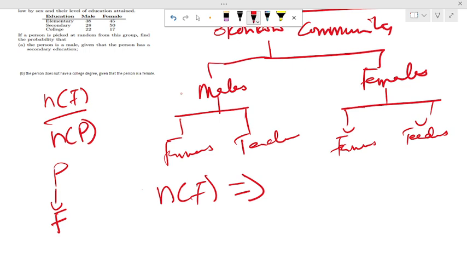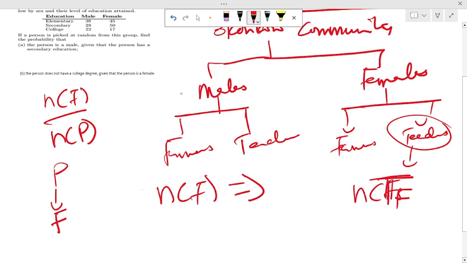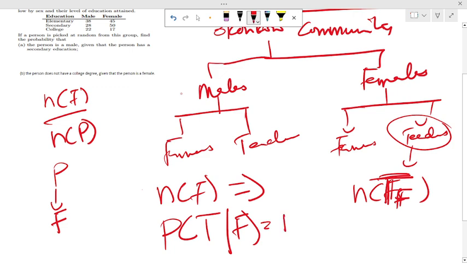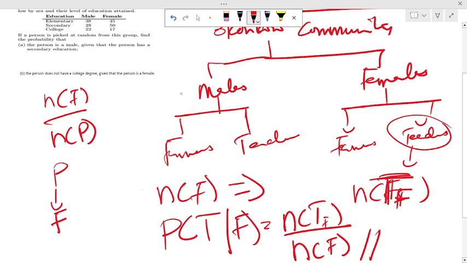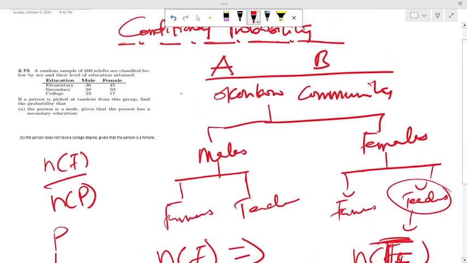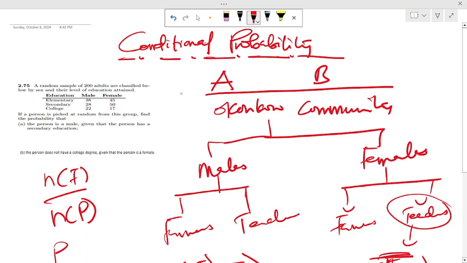Then we will come and find the number of teachers that are females. So number of teachers that are female, TF. Right. So the probability of selecting a teacher given that she's a female will be number of teachers that are females divided by the number of females. That will be the answer. Okay. There is a lot to learn under conditional probability, but I wanted to give you a fair idea. So let's solve this question for you to better understand this.